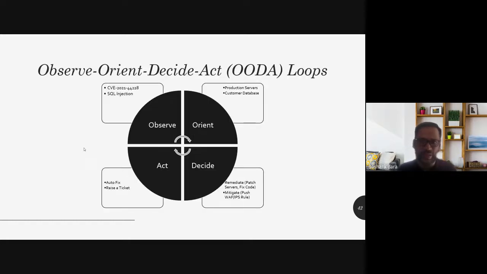Now, let's understand a very, very simple model of how the risk is being either mitigated or remediated. So there is this concept called OODA loops. Some of you might be familiar with it, but let me quickly explain it to you. So roughly, it is something like this, right?